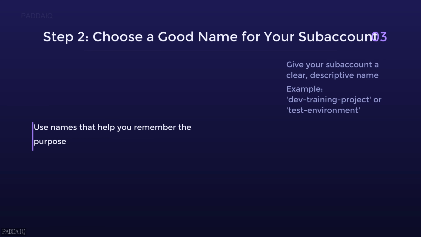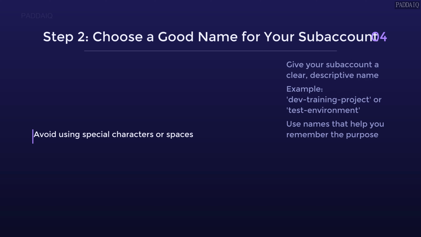Use names that help you remember the purpose. This means selecting a clear, descriptive name that instantly tells you what the sub-account is for, avoiding vague terms. For example, name it EU Production HR App instead of just Test 1. This practice saves time and reduces confusion when managing multiple sub-accounts.